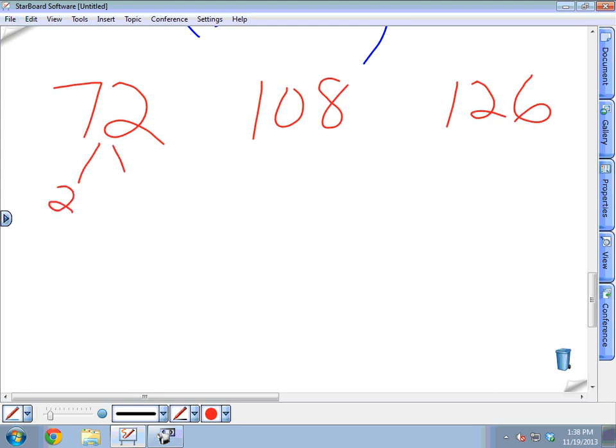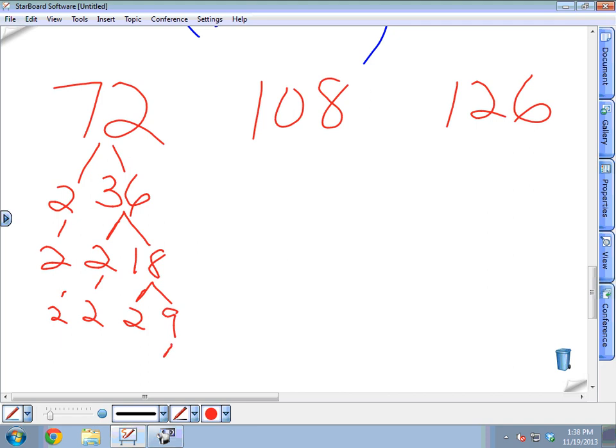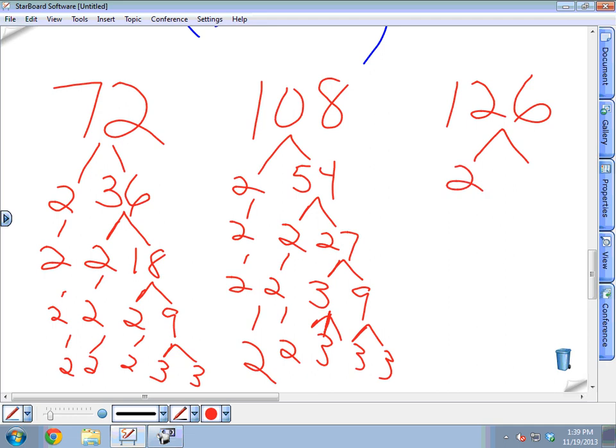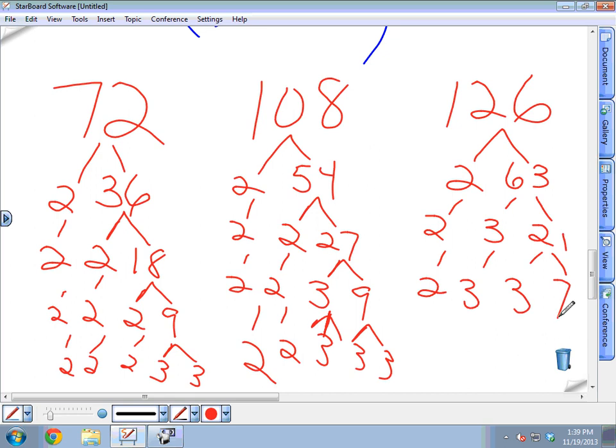Well, this one here is 2 times 36. 36 is 2 times 18. 18 is 2 times 9. And 9 is 3 times 3. For 108, it's 2 times 54. 54 is 2 and 27. 27 is 3 and 9. 9 is 3 and 3. For 126, 2 times 63. That's 2. This one's divisible by 3, it's 21. That's 3 times 7. Okay? Those are our prime factorizations for the 3 numbers that I picked.